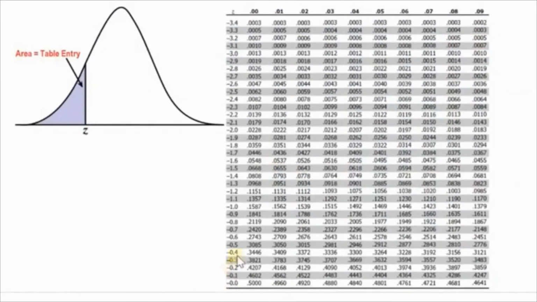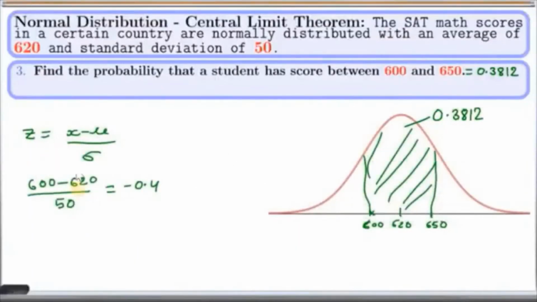So let's find negative 0.4 in here. We'll be looking at the row of negative 0.4 and the column of 0.00. So basically this row here and this column. So the area to the left of 600 is 0.3446. So let me write that down here. Area to the left of 600 is 0.3446.